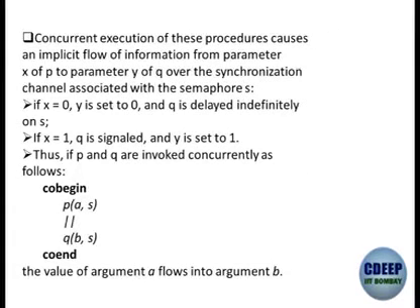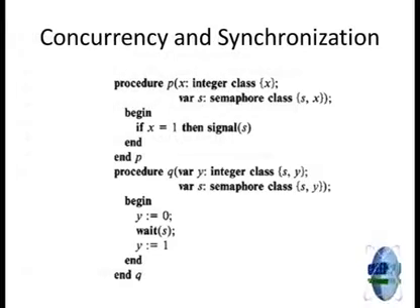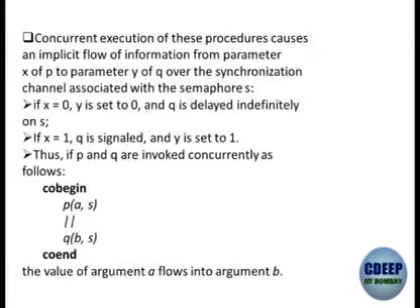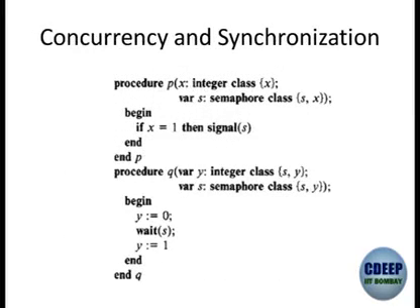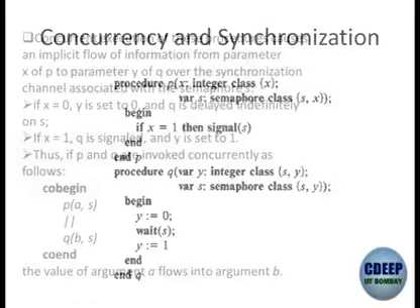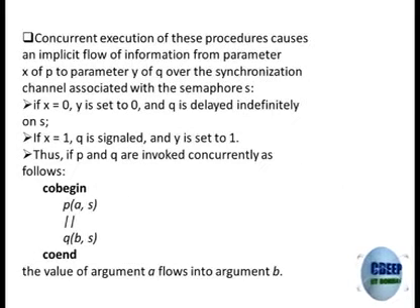Thus, what it would mean is that if P and Q are invoked concurrently, I can treat the first procedure P as being parameterized by two values, A comma S, and similarly Q is another one with its own local variable. Let us consider that as an actual parameter B comma S.